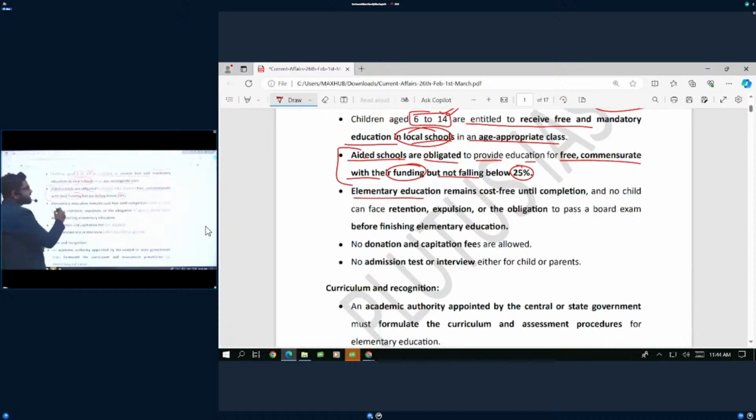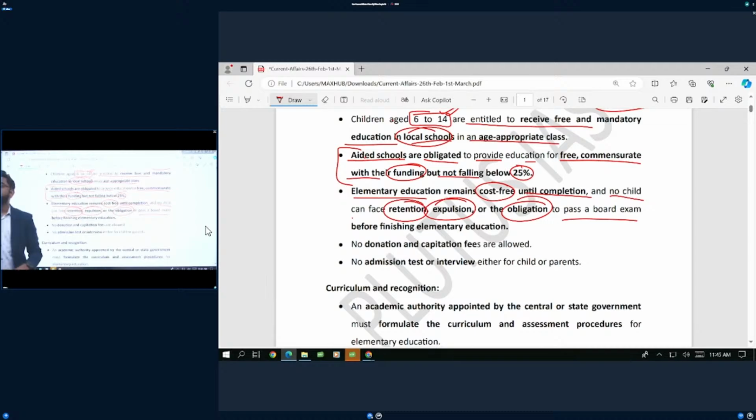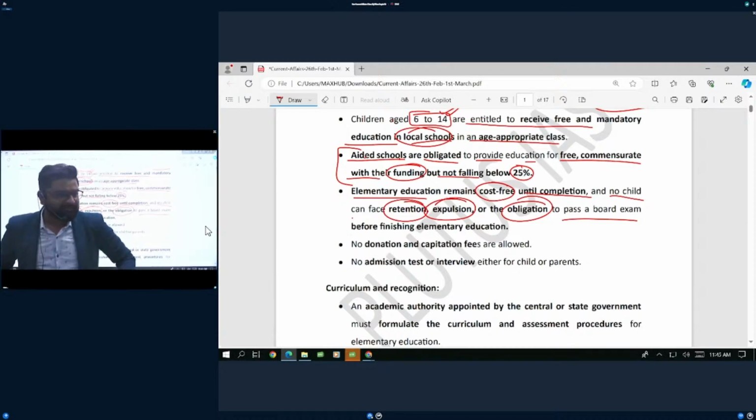Next, elementary education remains cost free, as I told you, until the completion of class 8th or 14 years of age. No child can face retention, expulsion, and obligation to pass any exam. Something we call no detention policy. Till 8th, there is no detention policy. So, what do you think? Good idea? No detention policy is a good idea. Why? What do you think?